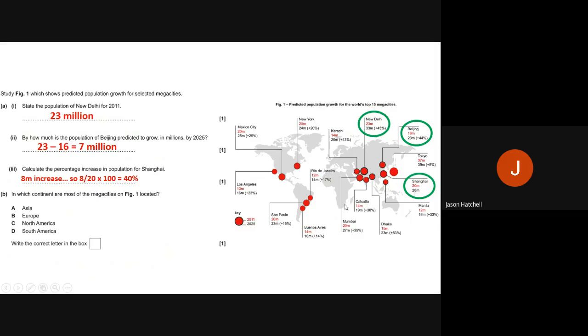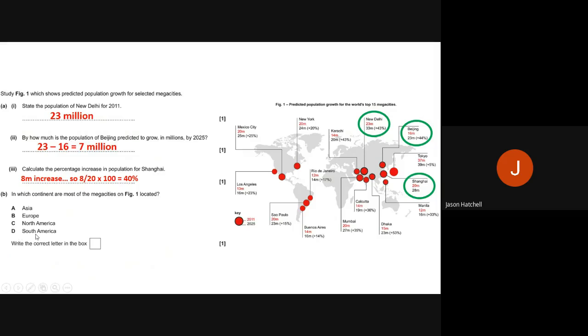And then there was a final other question on this map. It said, in which continent are most of the megacities on figure 1 located? So what continent has most of the megacities on this map? Here you need to know your basic geography, okay? So you need to know the continents.